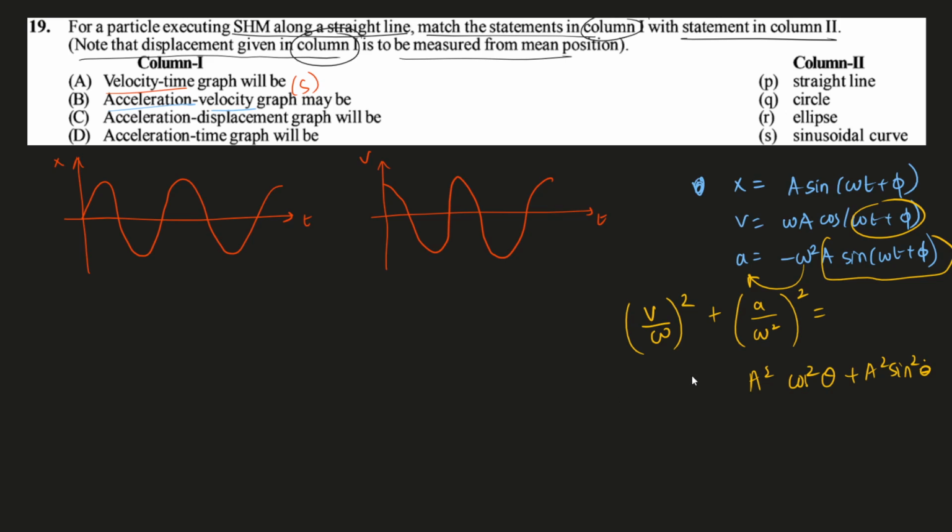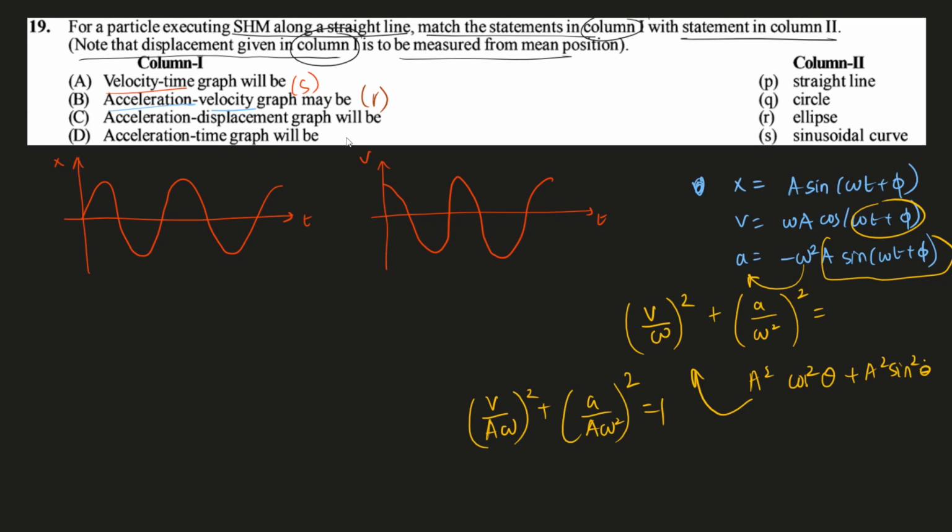And this looks like an ellipse. So you can take this A squared all to the other side. This will give you (v divided by A omega) squared plus (a divided by A omega squared) squared, the entire thing equals 1. This is an ellipse. So ellipse is R. Let's look at the next one.